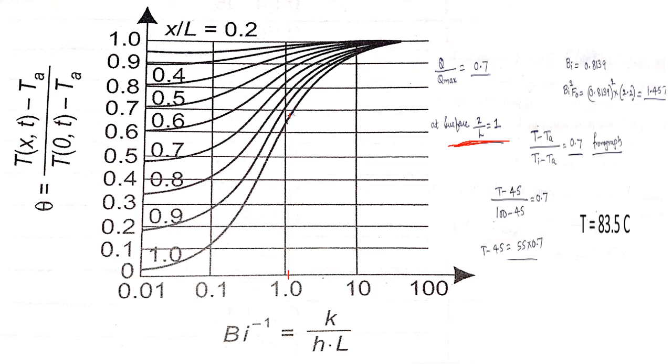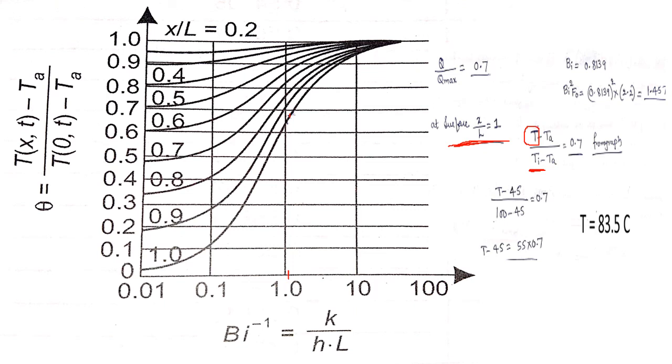So this T indicates the surface temperature, Ta is 45. This Ti is nothing but the center line temperature, 100 minus 45, because in the graph it is clearly written T of 0,t. So this temperature indicates the center line temperature. Let me repeat, this Ti is replaced by T naught, that is center line temperature. So this T indicates the surface temperature.